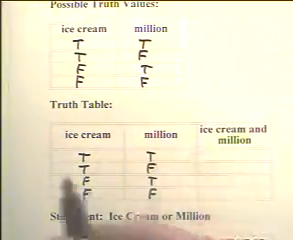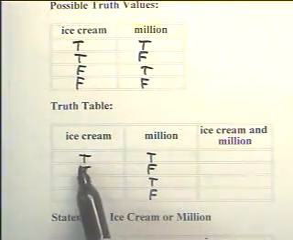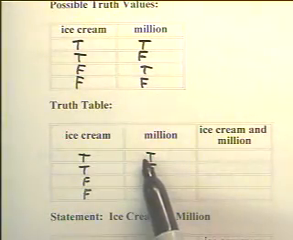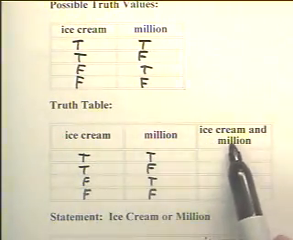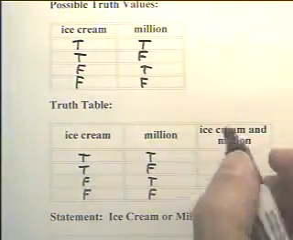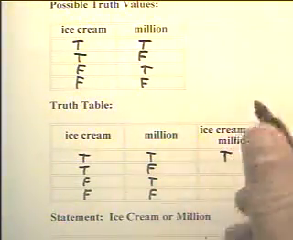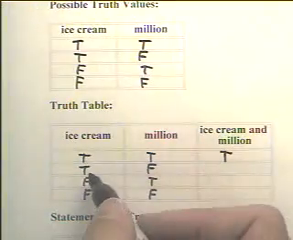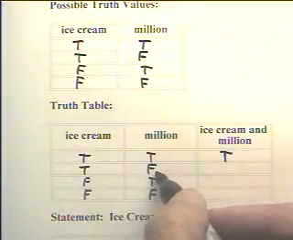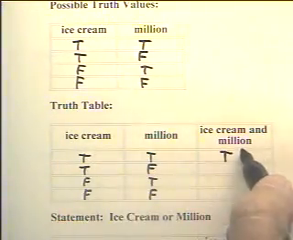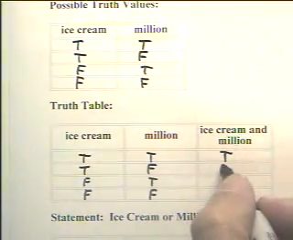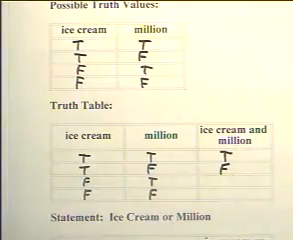So the question now is, if the ice cream is true and the million is true, we do get the ice cream, we do get $1 million, is it true that we get the ice cream and $1 million? And we're going to say, yeah, that's true. We got them both, and that's what the statement says. Now, what if getting the ice cream is true and getting the million is false? What about the ice cream and the million? Well, this says and. We didn't get the million, so this statement has to be considered false.